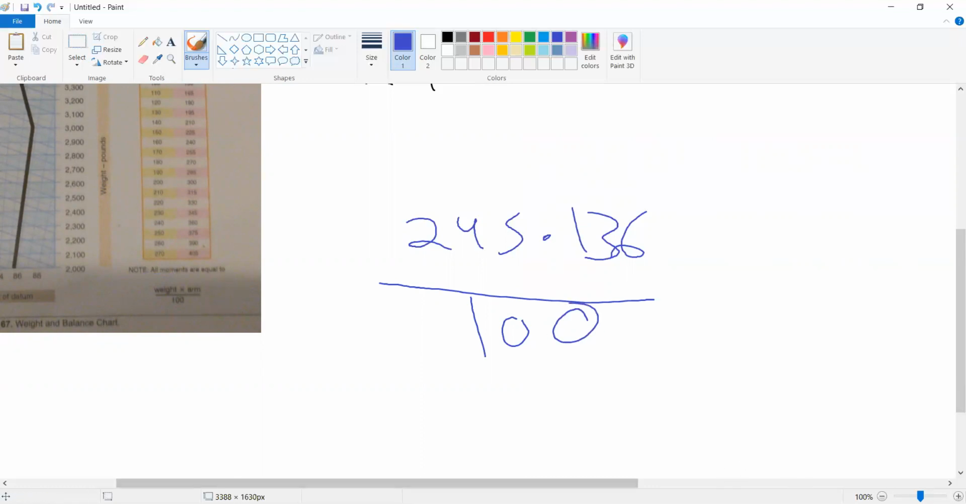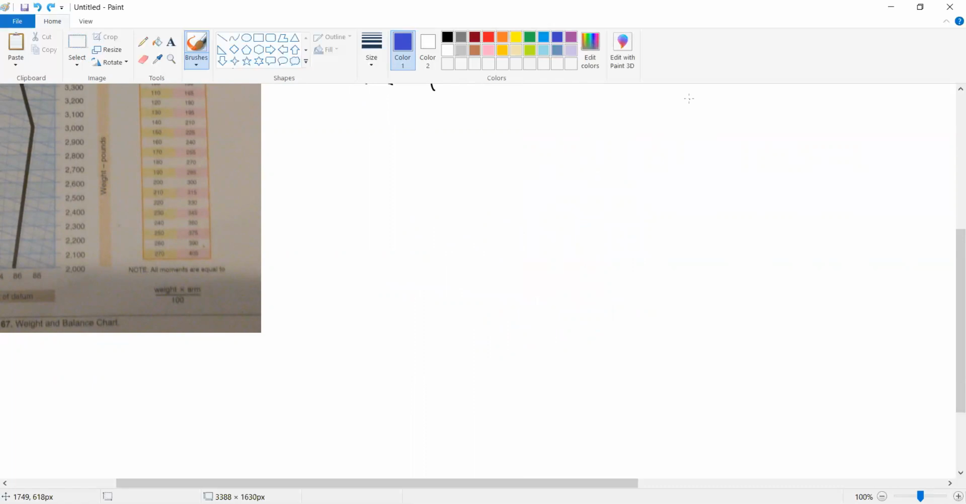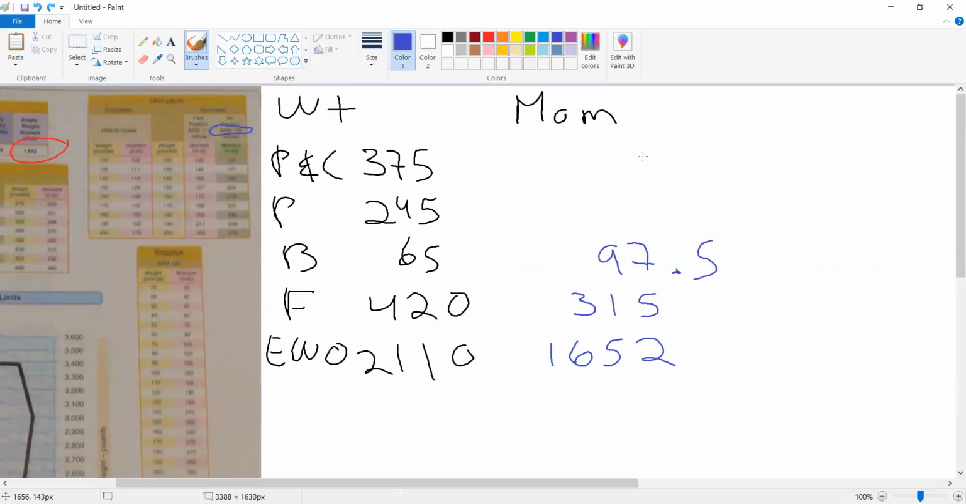So now after you do that, let's see, let's do this. We have 245 times 136 gives us 3,320. And then we need to divide that by 100, and we get 333.2. So that is our answer there. Let's go up and put that there.